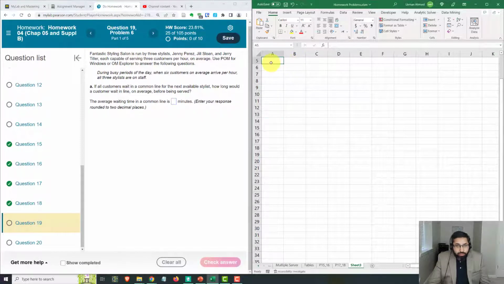So this problem is about the Fantastic Styling Salon, and we have three stylists, Jenny Perez, Jill Sloan, and Jerry Tiller. Each stylist is capable of serving 3 customers per hour. So that's your service rate. So mu is going to be 3 customers per hour.